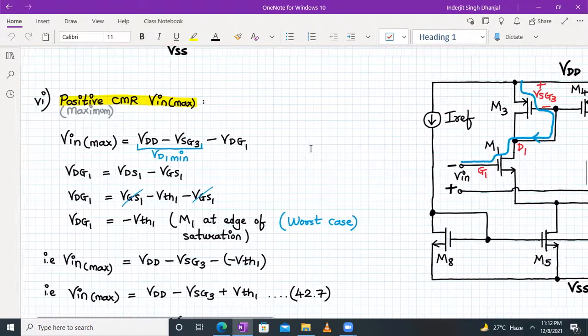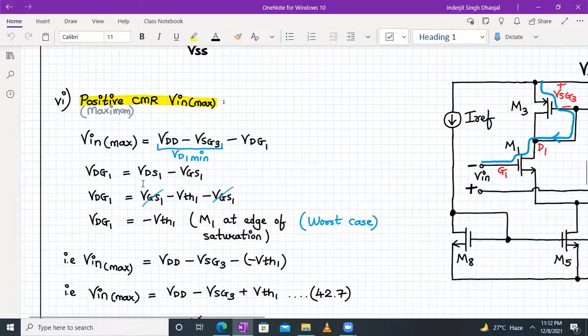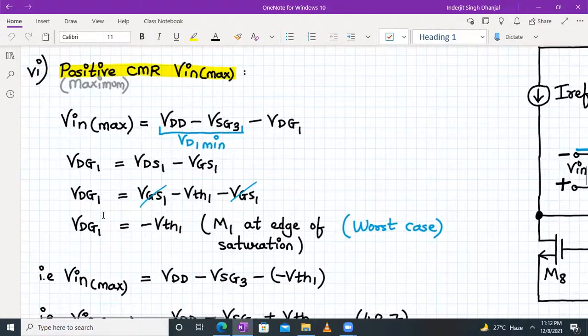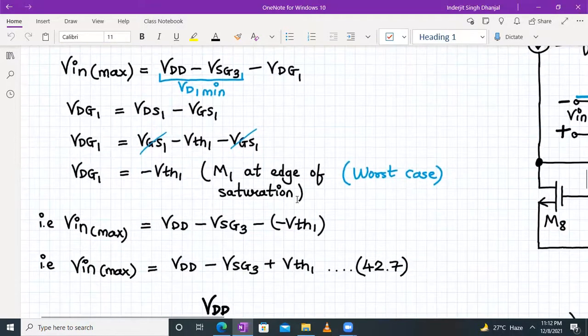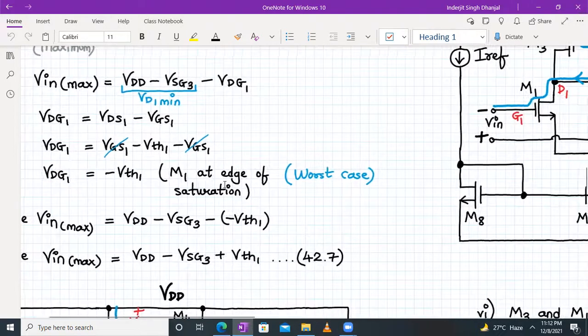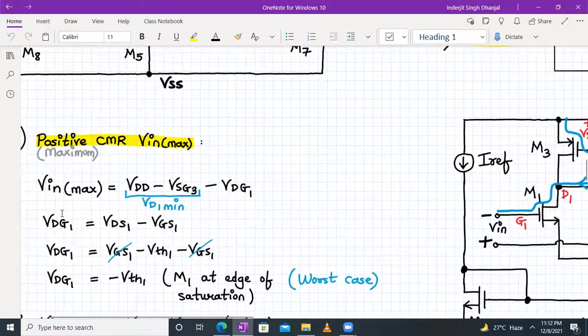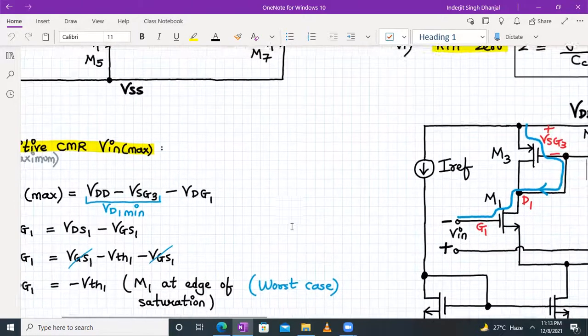We know that for transistor M1 to be in saturation, its VDS value should be equal to VGS minus VTH. So your VDG1 will be VGS1 minus VTH1 minus VGS1. The VGS1 terms get cancelled, and VDG1 will be equal to minus VTH1. That makes sure that M1 is at least at the edge of saturation. This is the worst case. So again, V in max is VDD minus VSG3.